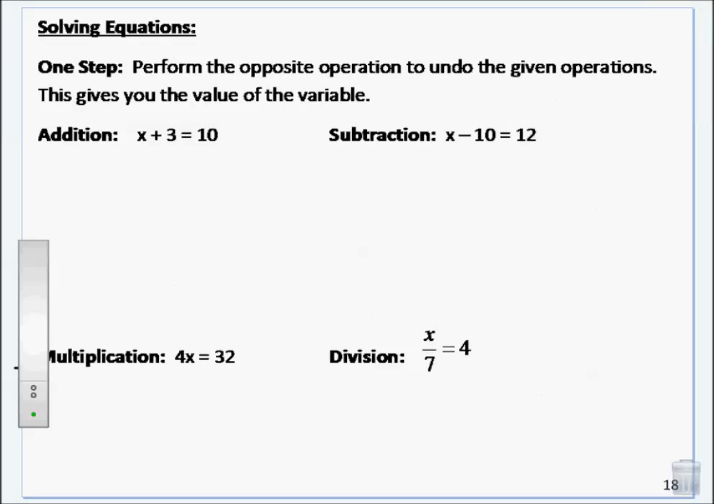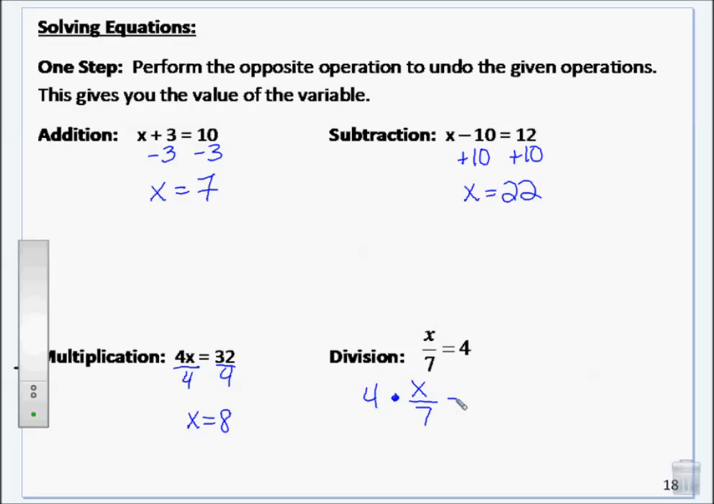So we have single step equations, or equations that can be solved in one step, and whatever they did, we do the opposite. So they add, we subtract. They subtract, we add. Always both sides. They've multiplied, so we're going to divide. They've divided, looks like a fraction, it's not, it's division. So we're going to multiply. Oops, not times 4. Times 7.